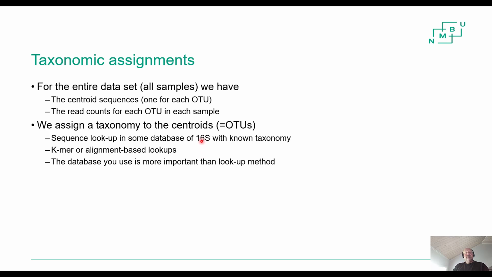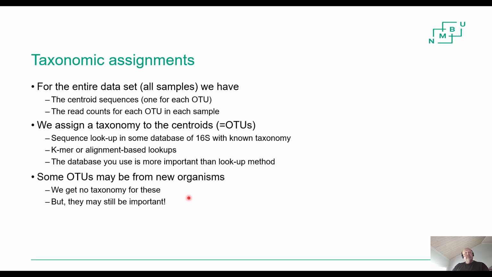But this is the idea, right? You take your sequenced reads and see, have I seen something like this before? And if I have, and I know the taxonomy, I assume that this read has the same taxonomy, right? And some OTUs may be from new organisms and not get any taxonomy regardless of what database you have, right? Because we have never seen it before. You can't recognize something that you haven't seen before. So we get no taxonomy for these, but they are still important.